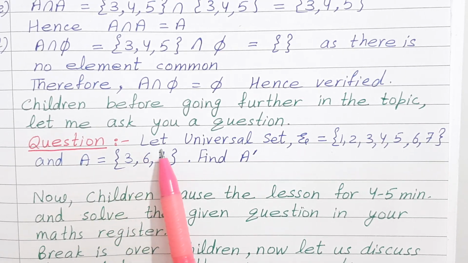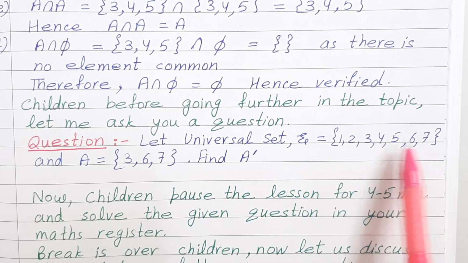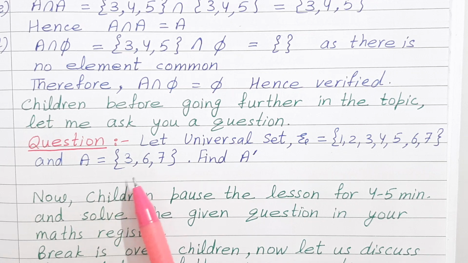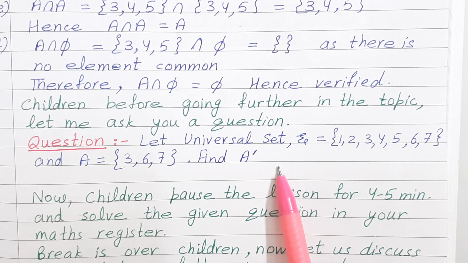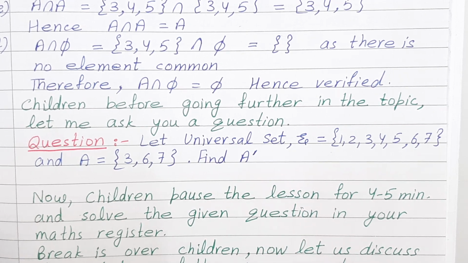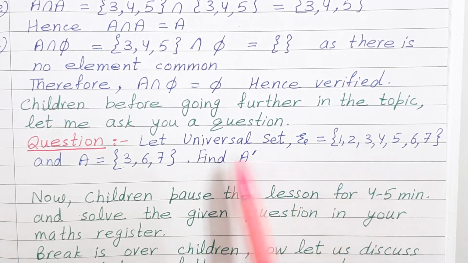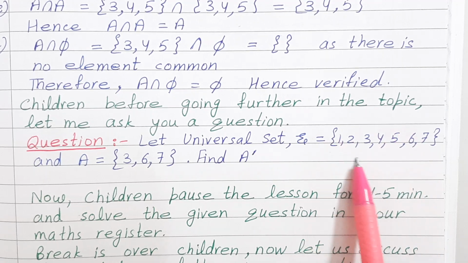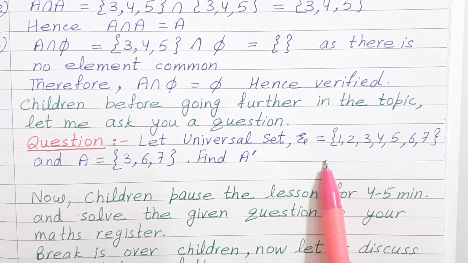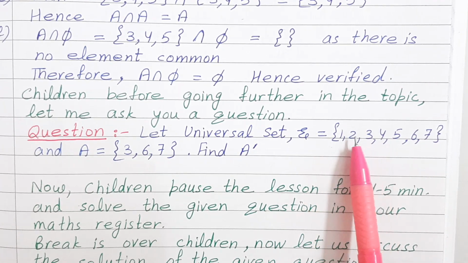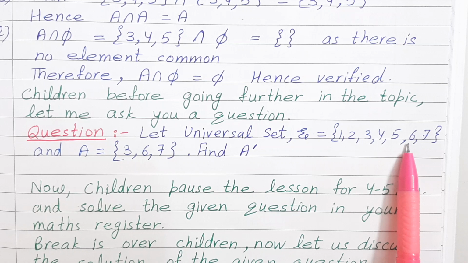That is, let the universal set xi be {1, 2, 3, 4, 5, 6, 7} and A is {3, 6, 7} and children, you need to find A dash. Right? Now children, we can see that A dash is what? A dash is, just remove all the elements of A from the universal set. That is, remove 3, 6 and 7. So what are we left with here? We are left with, yes, 1, 2, 4, 5. So that is the answer.